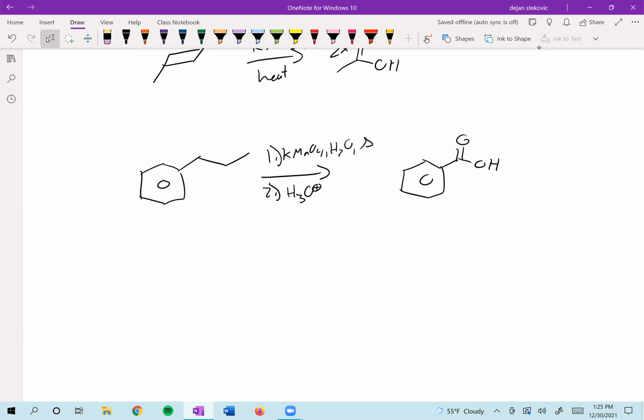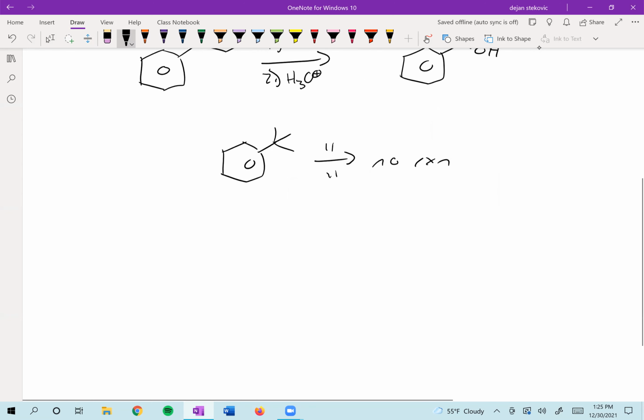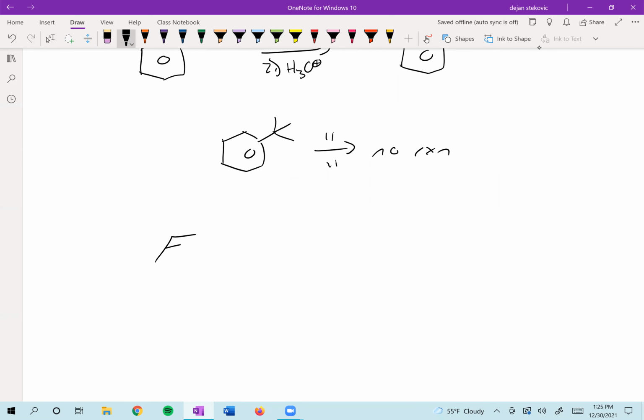Note that this alkyl halide has to be a primary or secondary alkyl halide. If you try to do that with a tertiary alkyl halide, you're not going to get any reaction, right? So you have to have at least some hydrogens there. Think back to the alkenes again.